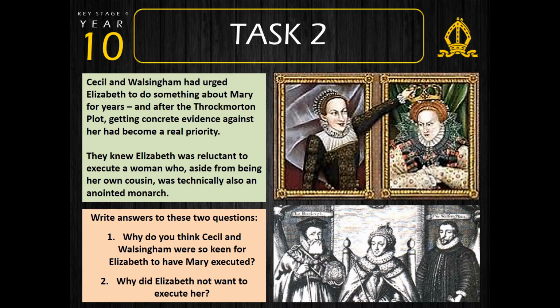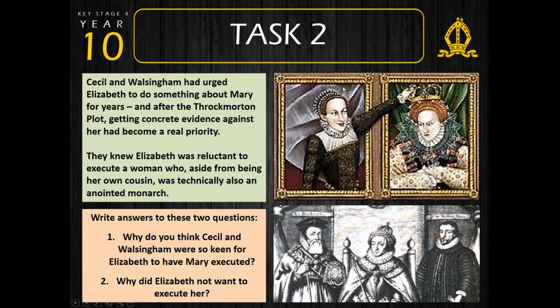So for years, after the Throckmorton plots, Cecil and Walsingham have been working together day and night to try and get concrete evidence against Mary. If they want her executed, they need to have the proof to do it. So they have been trying very hard to do this.